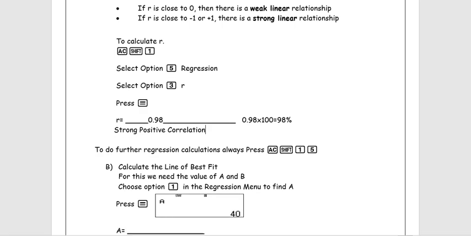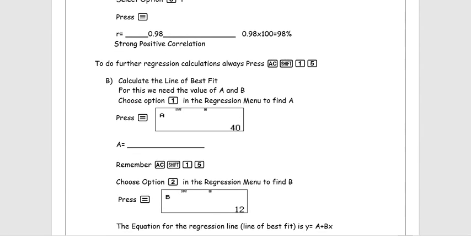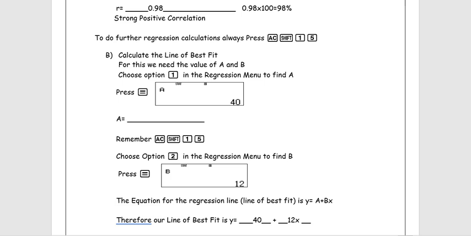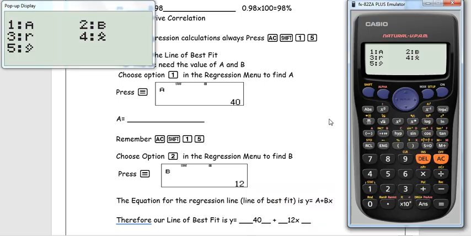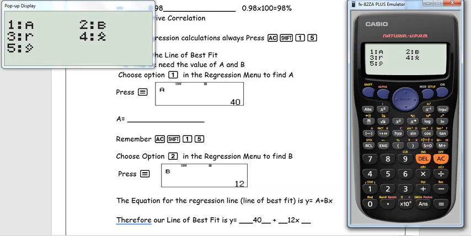Let us have a look now at how we can answer the following. Calculate the line of best fit. Now, in order to calculate a line of best fit, I'm going to need 2 different values. I'm going to need my A value, and I'm going to need to calculate my B value. So let's have a look. How am I going to go about doing this?